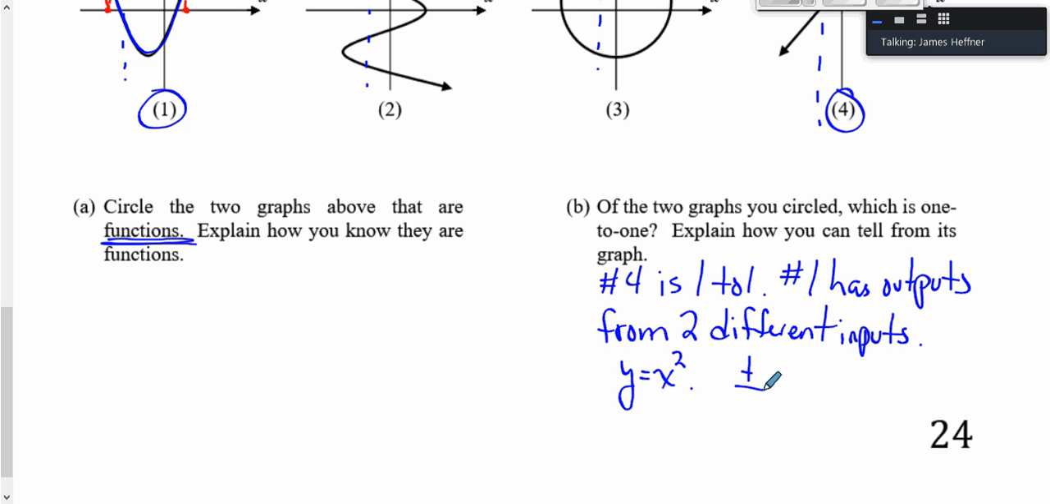So almost every output comes from 2 different inputs. That's what I want to say, right? Except for that one down at the very bottom, okay? So one-to-one. All right, let's go over to the next page.